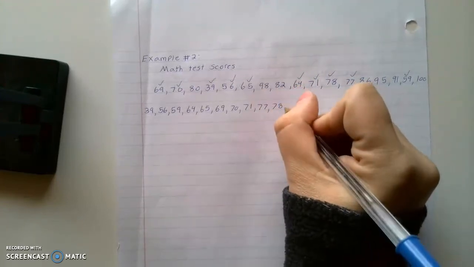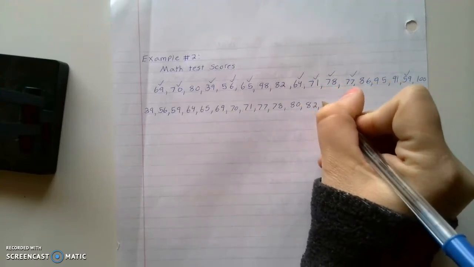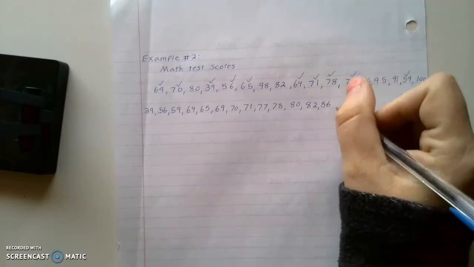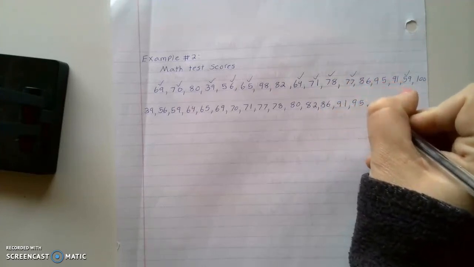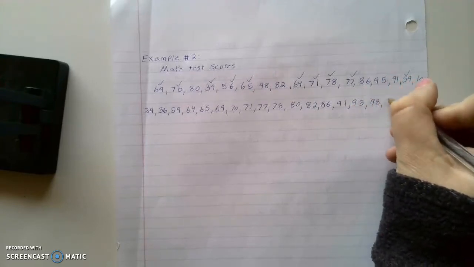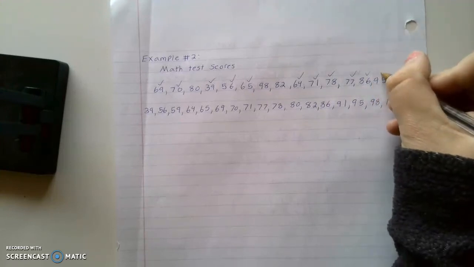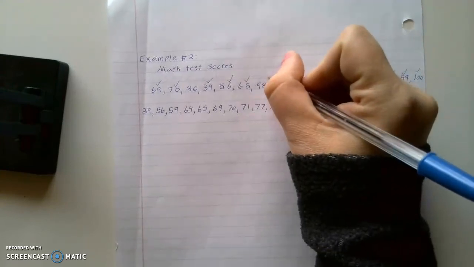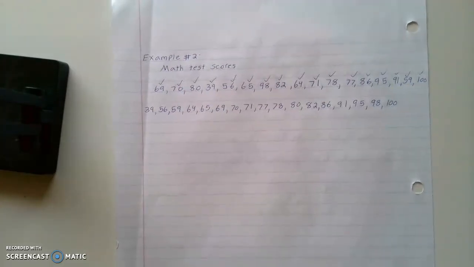In my 80s, I have an 80, an 82, an 86, a 91, a 95, we have a 98, and a 100. So let's check it. 100, we got all of our numbers up here. Okay, great job. So now we have our numbers least to greatest.